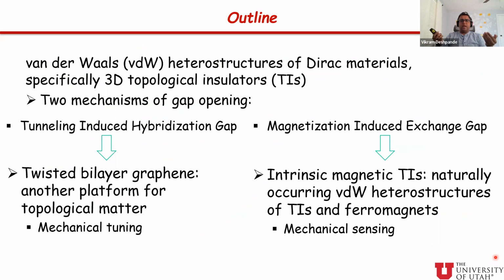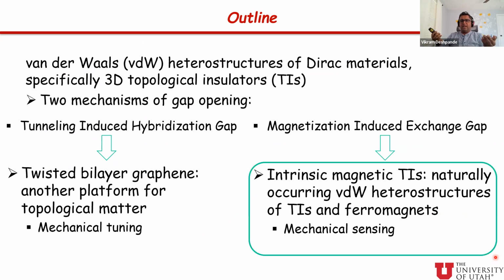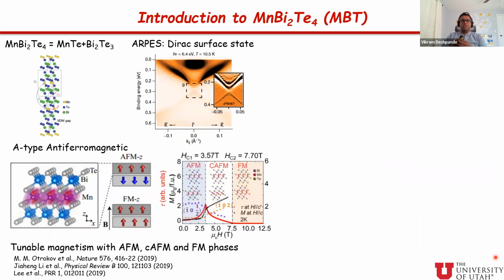Okay, so with that, I will now talk about taking the idea of a magnetization induced exchange gap and talking about these new materials called intrinsic magnetic topological insulators, which you might think of as naturally occurring van der Waals heterostructures of TIs and ferromagnets. And in our case, we are actually using a mechanical technique to study some properties of this material. Okay, so let me introduce this material quickly. This is probably one that folks at Penn State have a fair amount of exposure to.